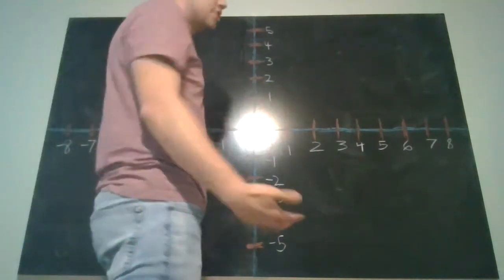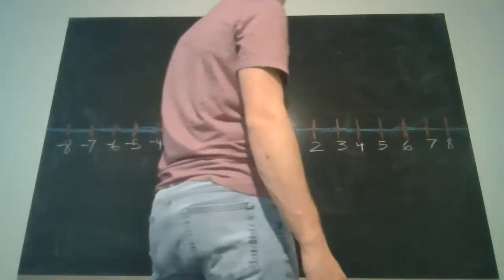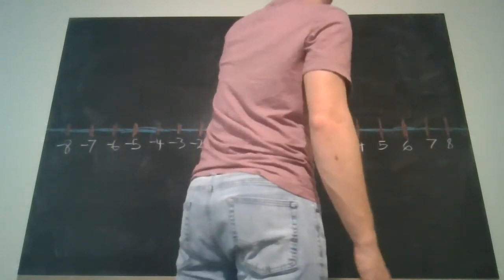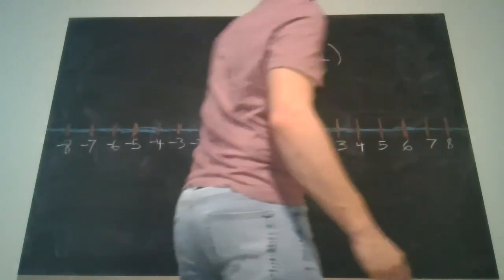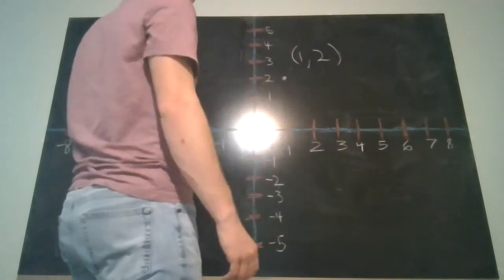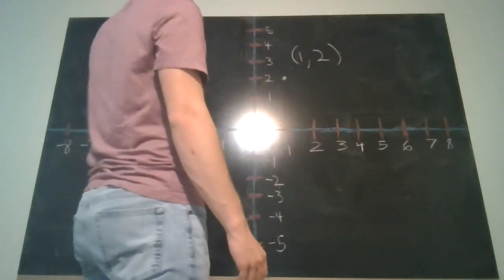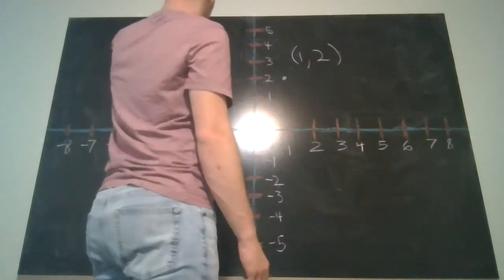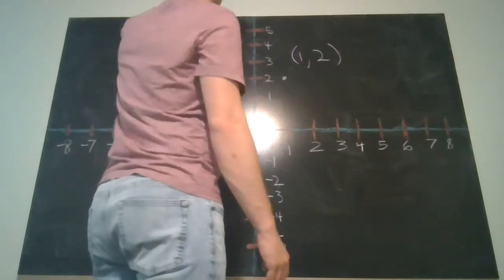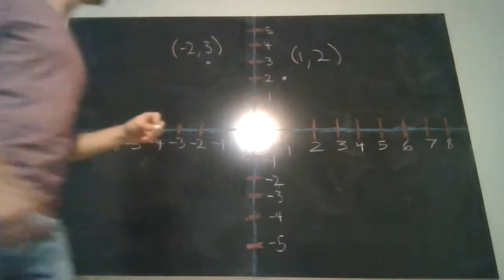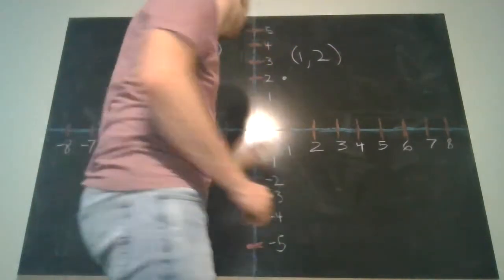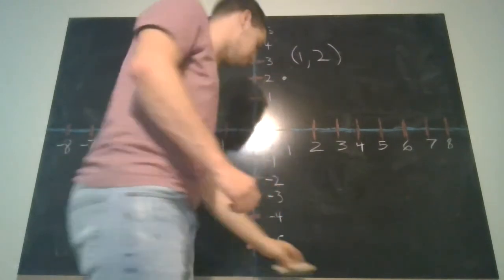So let's say we have 2 points, (1, 2) and (-2, 3), and we want to find the equation of a line that goes through these points. I'm actually going to put this up a little bit higher just so it doesn't run into what we're going to work on the board.